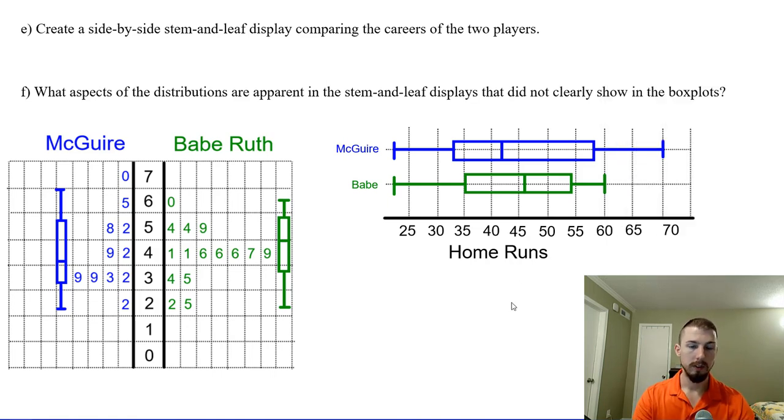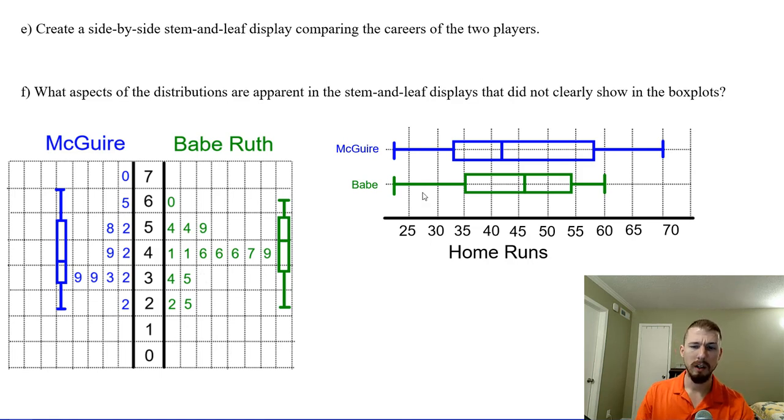What aspects of the distributions are apparent in the stem and leaf displays that are not clearly shown in box plots? So box plots are summaries. It's just a 5-number summary graphed out visually where our eyes are naturally drawn to the box, the interquartile range, because that's what's most important, but also the whiskers help us decide skewedness as well, and maximums and minimums. But when we look at the back-to-back stem and leaf plot, it gives us the actual data and the actual shape of the distribution.